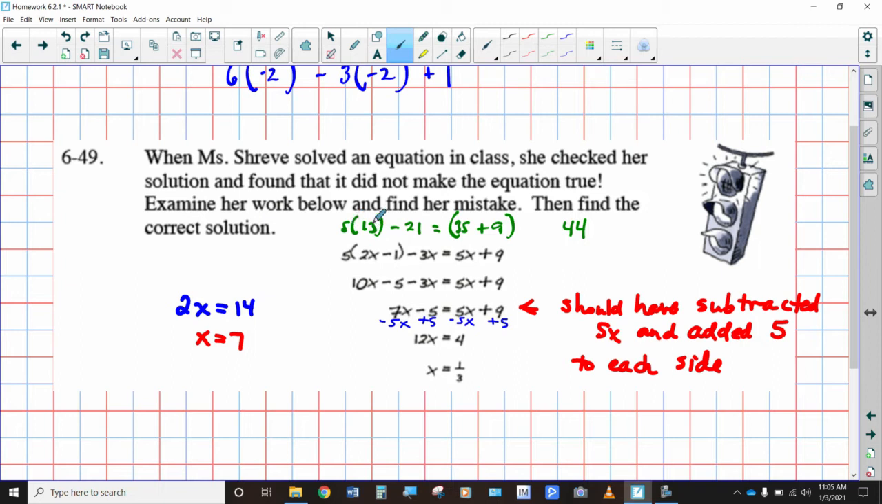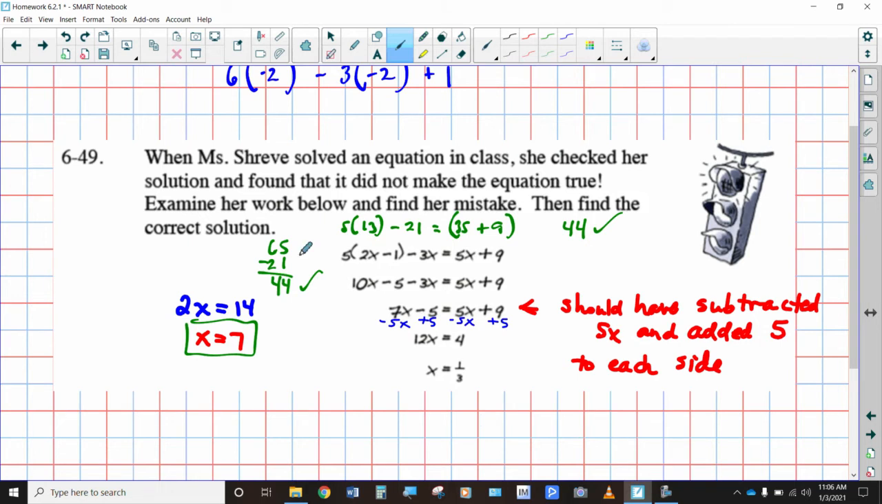What's 5 times 13? I believe that is 65. And 65 minus 21 is indeed 44. So we've just proven that our solution was 7, not 1/3. Okay, so that's the entire process that you need to be willing to go through.